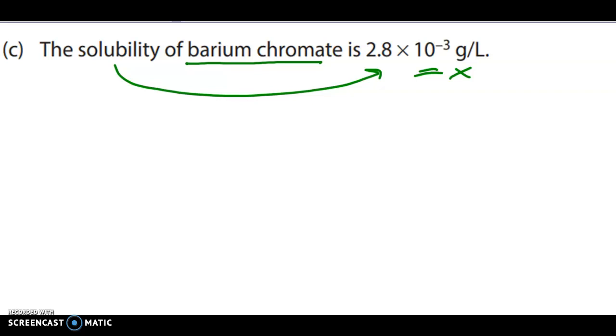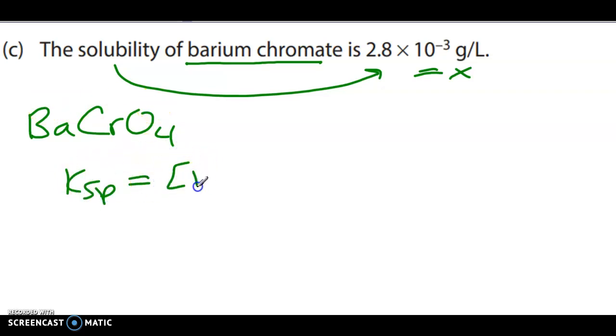Okay, so here we have barium chromate. And like I mentioned, the solubility now is given to us in grams per liter. So when we set up our Ksp, barium chromate would be, we have +2 and -2. So our Ksp is going to simply be, right, a 1-to-1 ratio here. So it's just going to be chromate and barium.